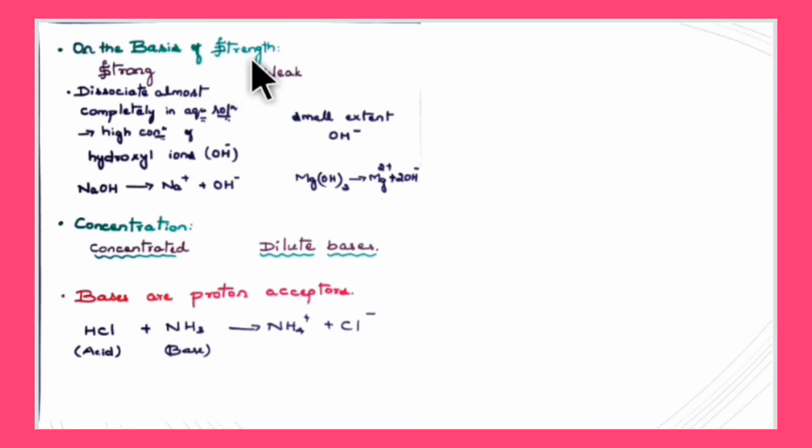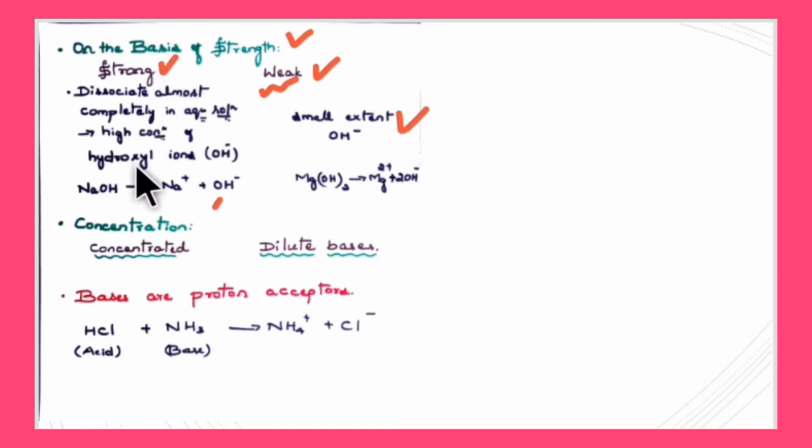Next, on the basis of strength, bases are divided into strong bases and weak bases, like that of acids, which we have already learnt. So what are strong bases? The bases which dissociate almost completely in the aqueous solution, producing a high concentration of OH minus ions, are called strong bases. Weak bases are bases which dissociate to a very small extent, thereby producing a small concentration of OH minus ions.